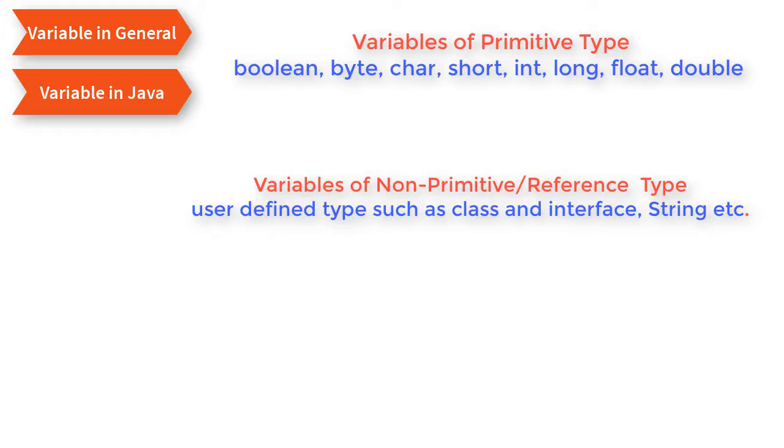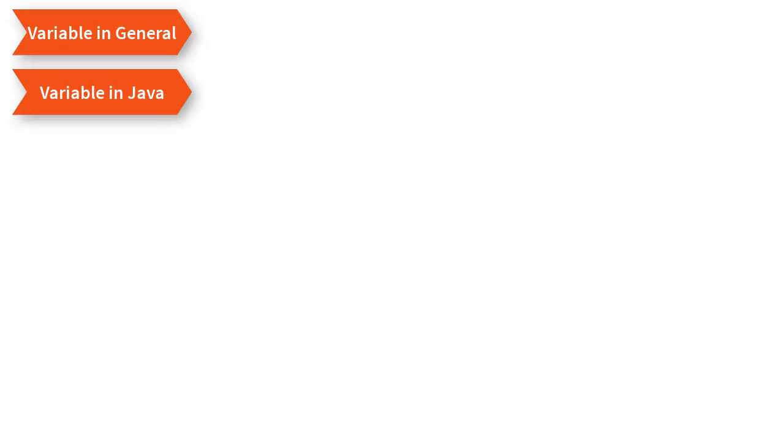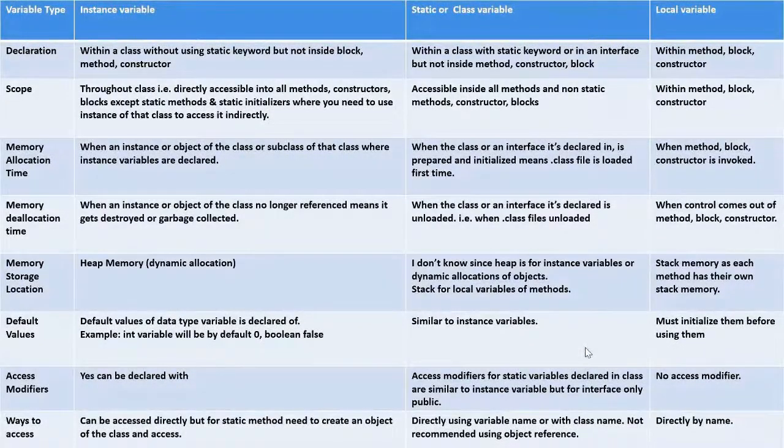So actually there are 8 kinds of variables, but for beginners, let's focus on 3 types of variables: the instance variable, also called a non-static field or non-static variable; second, the class variable, aka static field; and the third one, local variables. Here we can see in the chart we have variable type: instance variable, static or class variable, and local variable.